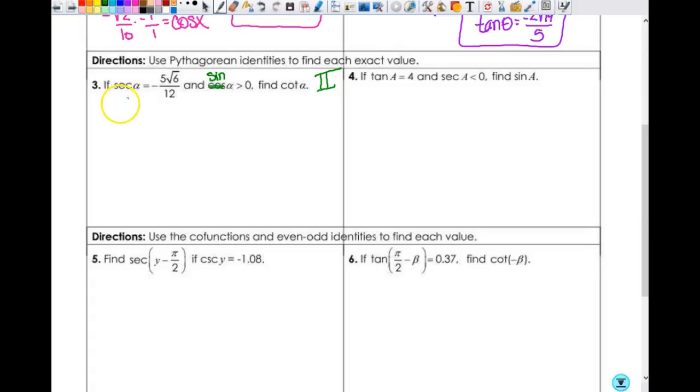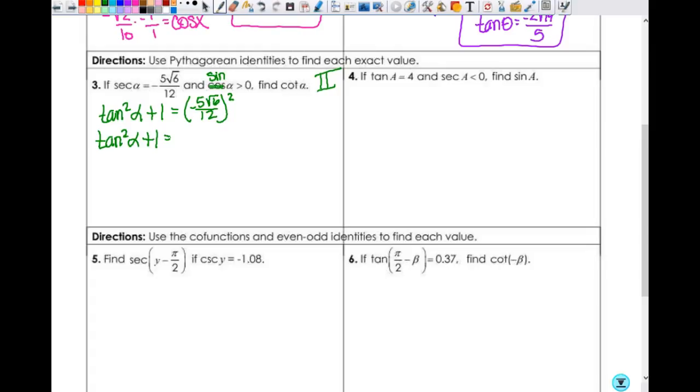So I'm going to use tangent squared theta plus 1 equals secant squared theta. So tangent squared alpha plus 1 equals secant squared, and my secant is this negative 5 square root of 6 over 12, squared. So I get tangent squared alpha plus 1. Now, squaring this is where I'm seeing the same mistakes. You're taking care of the square root in the numerator pretty nicely, but forgetting to square the denominator, so be careful.